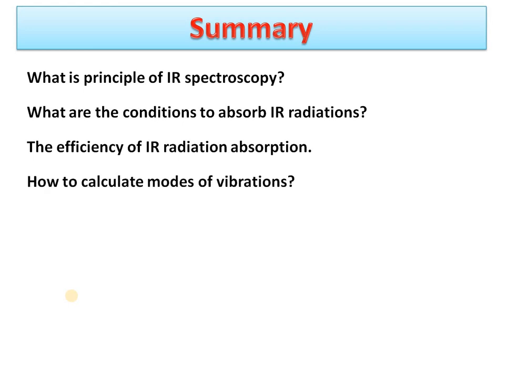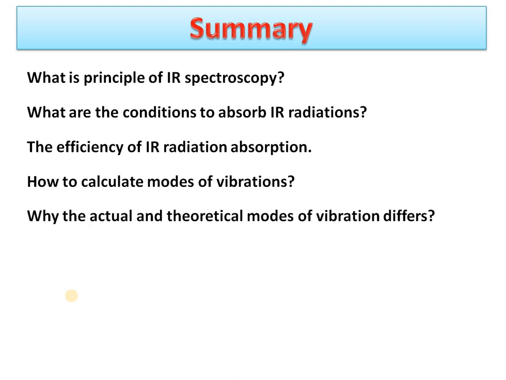How to calculate the modes of vibration? So we have discussed about how to calculate the modes of vibration. For a linear molecule, the formula is 3n minus 5, where n is the number of atoms. For non-linear molecule, the formula is 3n minus 6, where n is the number of atoms in a molecule.